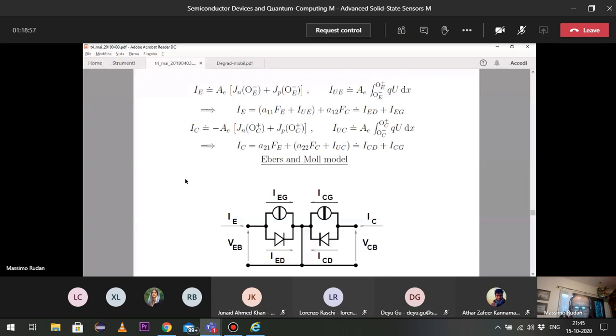So you see that the structure of the equivalent circuit is symmetric, but the numbers are non-symmetric. So the coefficients are different, everything is different, okay? The only thing that is equal is that coefficient A21 is equal to coefficient A12, okay? But the other coefficients are different.